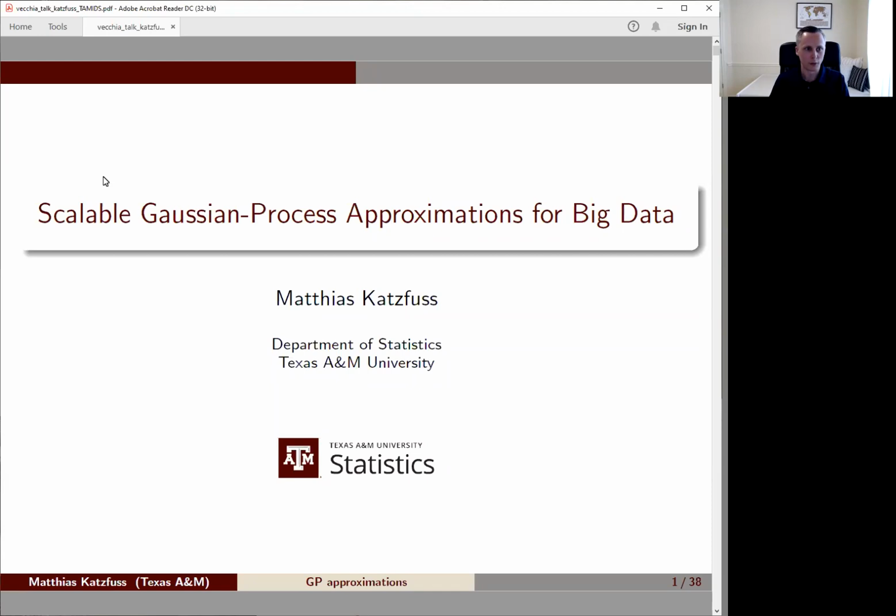As you said, I'm in the Department of Statistics. A lot of my research is focused on statistical analysis of geospatial data measured by satellite instruments. And in that setting, we often apply Gaussian processes to large data sets. But recently, I've also started working on Gaussian process models in the context of machine learning.